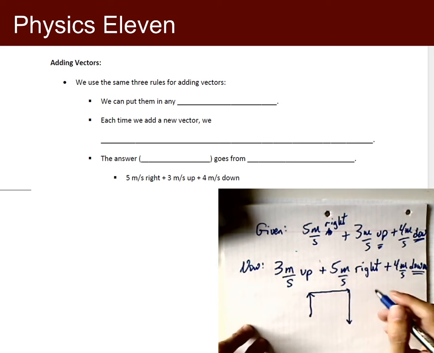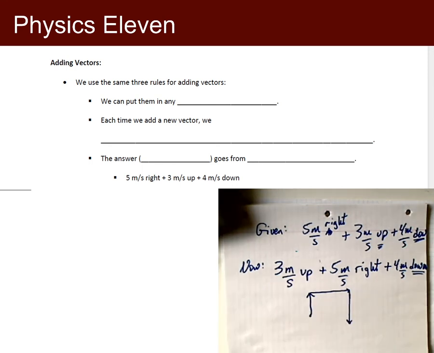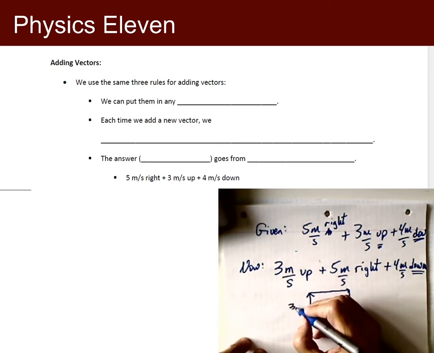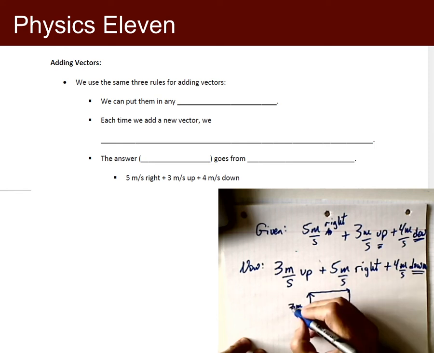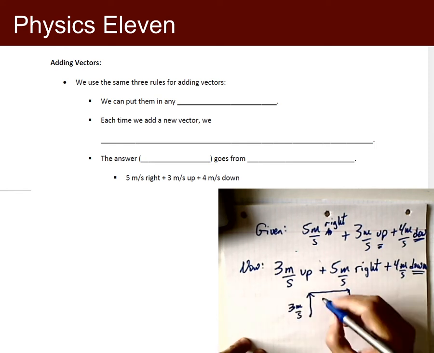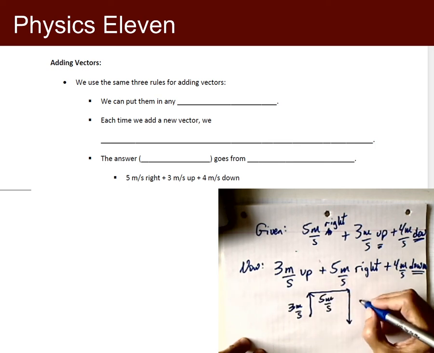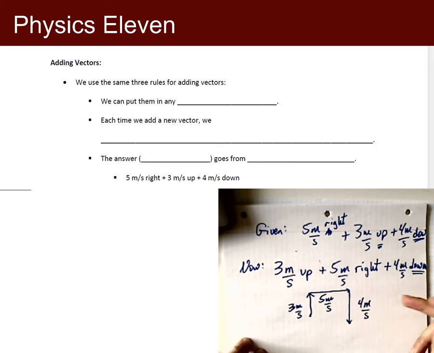So, this is true. What I've drawn here, let's get it looking good. We have 3 meters per second for this section. We have this section going at 5 meters per second. And then we have this section down by 4 meters per second. Already there.